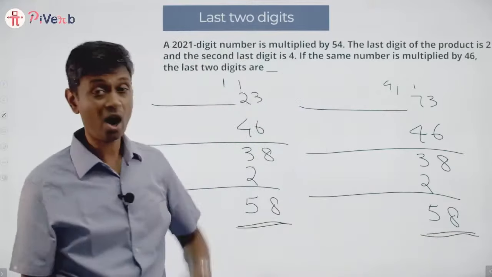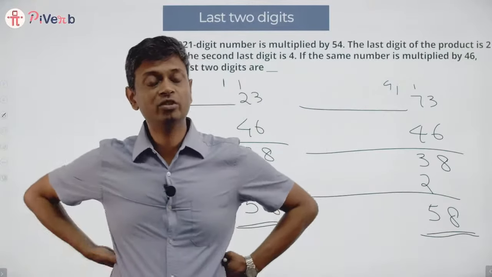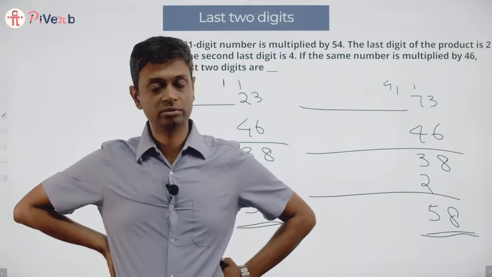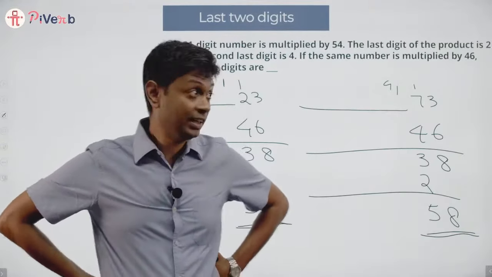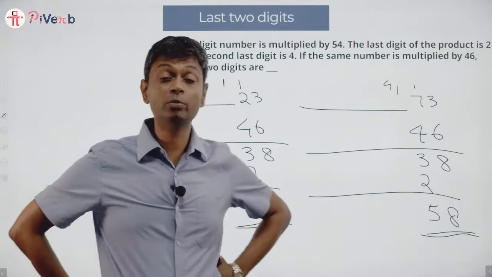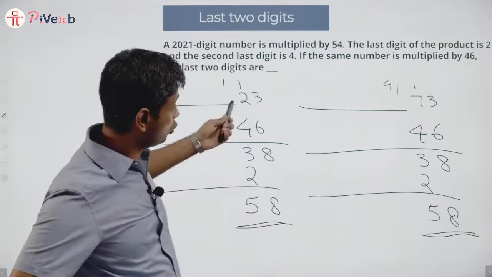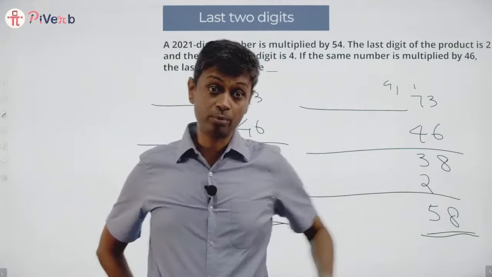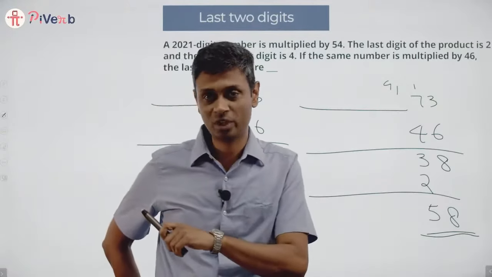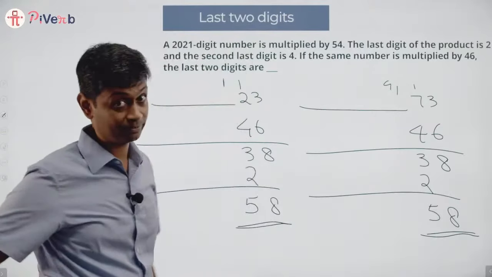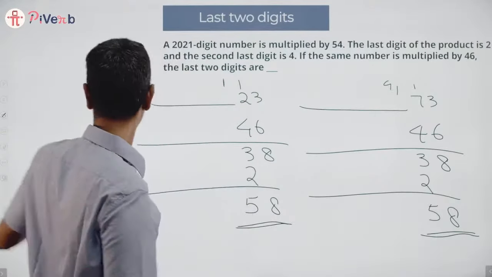That's what we want. Obviously, we cannot find this 2021 digit number. Just not possible. But if you do this methodically, then you can find what could be the last two digits. There are still two possibilities. But for both those possibilities, if you multiply by 46, the last two digits is 58. That works. Now I'm going to tell you the shortcut. A much simpler way of doing this.